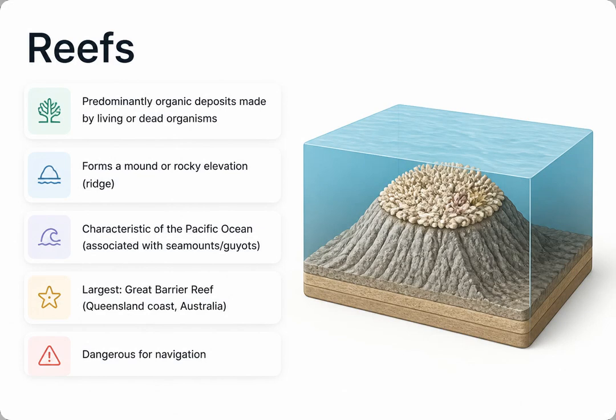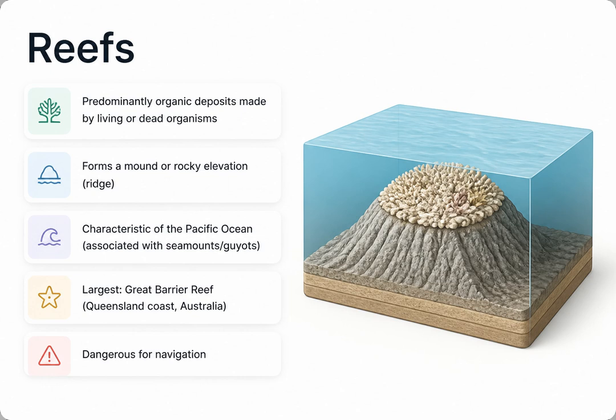Lastly, we have reefs. A reef is a rocky elevation or mound created predominantly by organic deposits, specifically the calcium carbonate skeletons of living and dead marine organisms like coral. They are a defining characteristic of the Pacific Ocean, often growing on the flanks of sinking seamounts and guyots. The largest and most famous is the Great Barrier Reef off the coast of Australia. Like shoals, reefs often extend near or above the surface, making them dangerous for ships. These stationary physical features of the ocean floor set the stage for the dynamic forces of the water itself, which we will explore next.